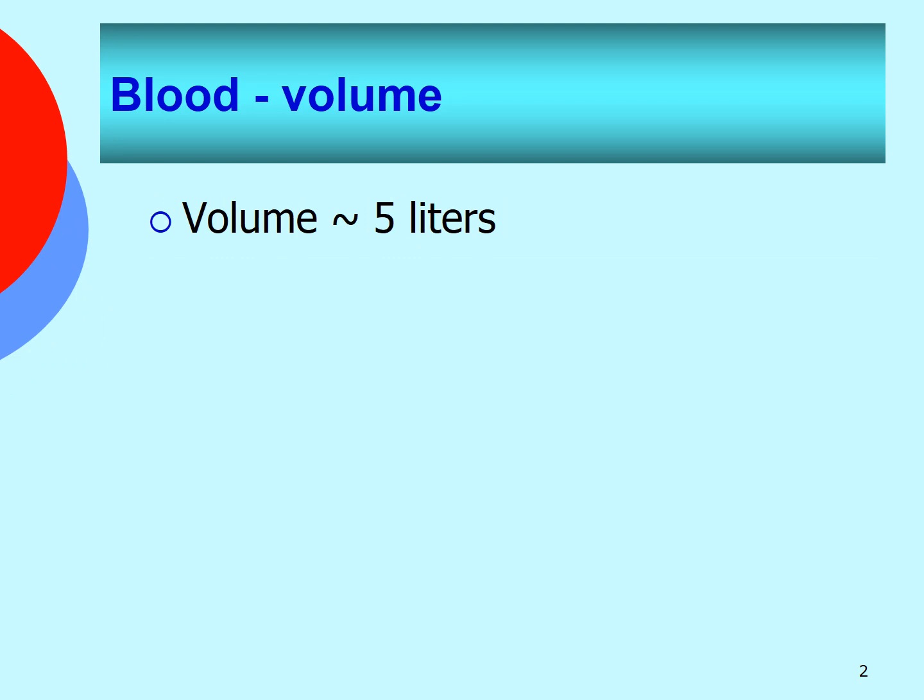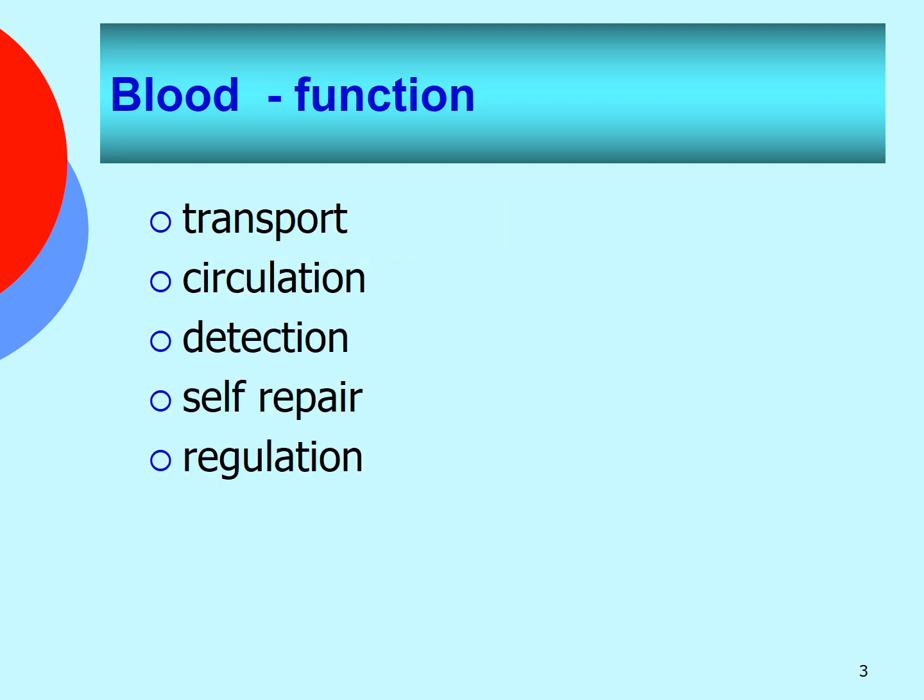The body contains about 5 liters of blood. The functions of blood include the transport of oxygen, nutrients, hormones, and small wastes, the circulation of white blood cells, the detection of foreign material, self-repair via clotting, and the regulation of body pH and temperature.